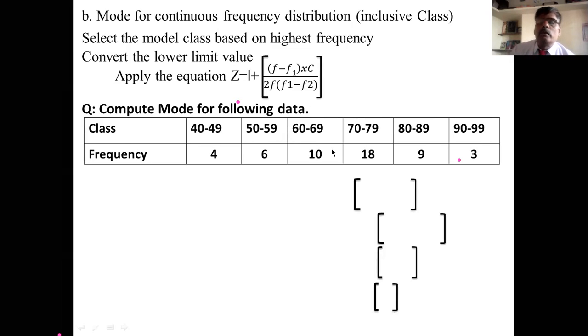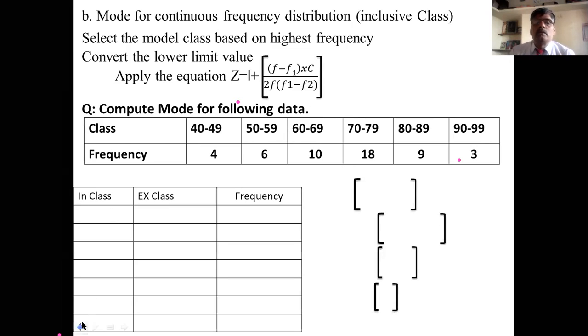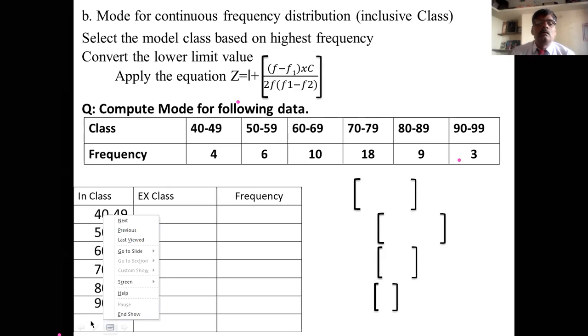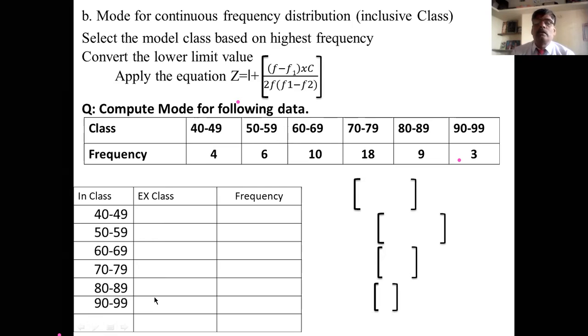Okay, you prepare the frequency distribution table. First, you write the class. You may convert only the required one or you may convert all the classes. I will convert all the classes. Frequencies are 4, 6, 10, 18, 9, 3. Total 50 is the frequency.